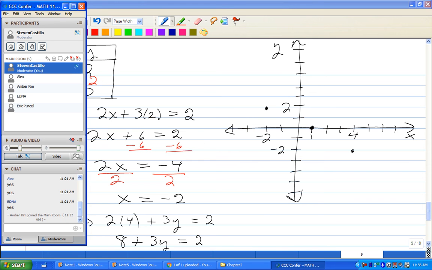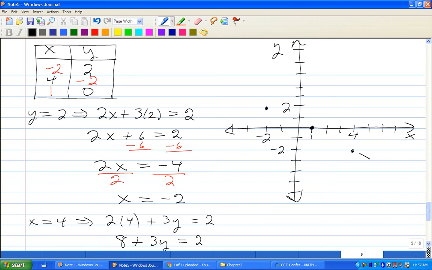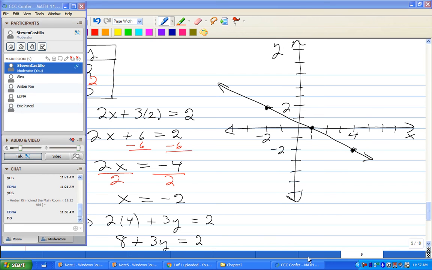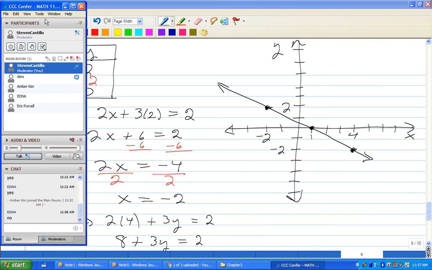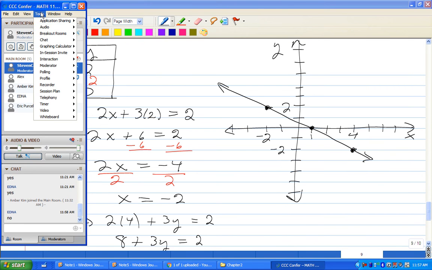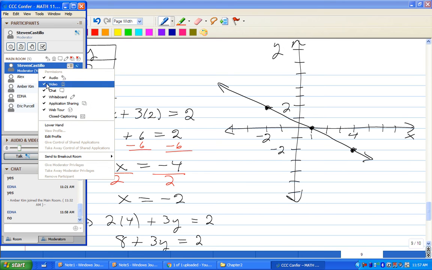Oops. Hopefully, let's see. Can you see what I'm graphing right now? Or did it blank out? It may have blanked out. Okay, let's see. Okay. Sorry about that. Oh, I know. I've got to do this first.